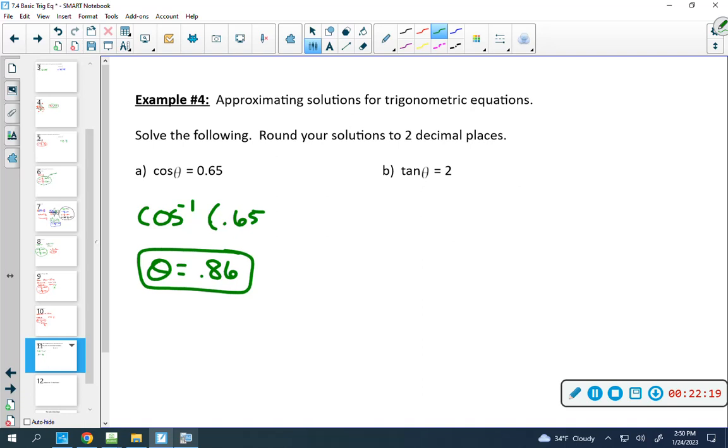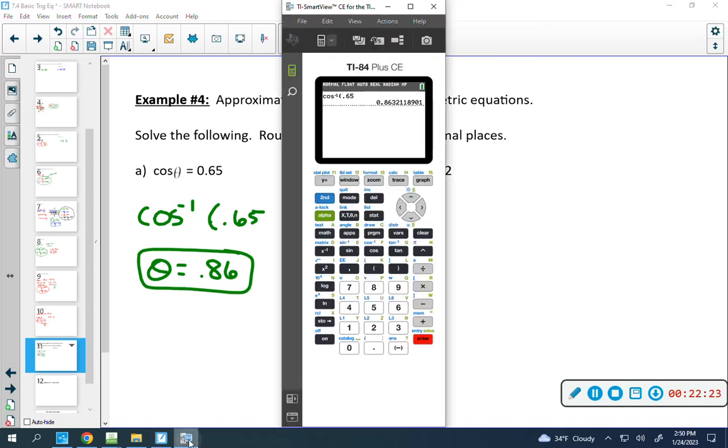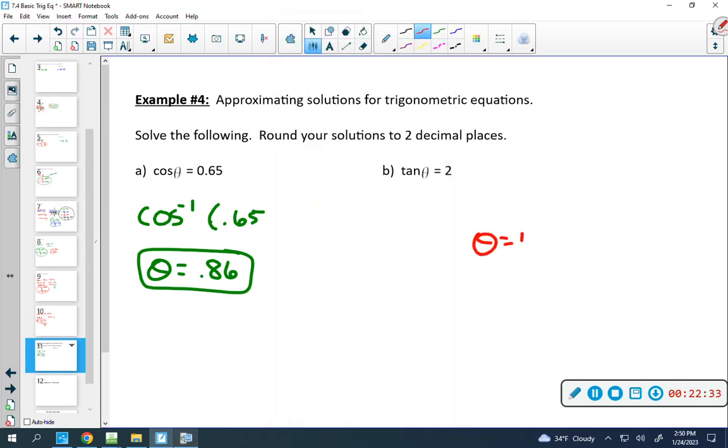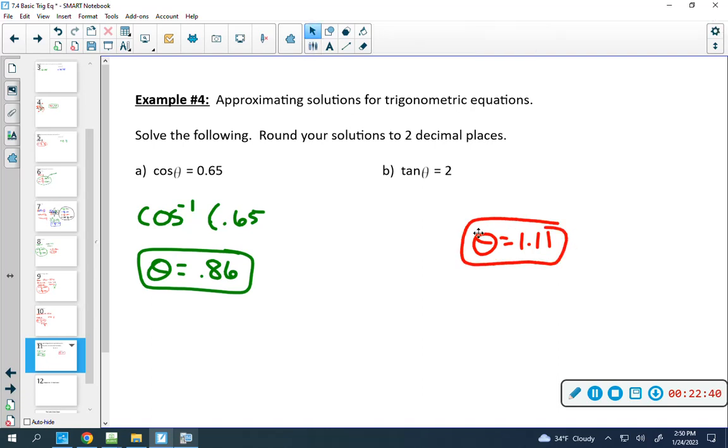And then let's do tan equals 2. So I'm going to do tan inverse. So that's about 1.11 radians. Now remember, when we talk about radians, of course, we have pi all the time. Pi is just a number, 3.14 approximately. So when we do pi over 2, it's about 1.57 if you do 3.14 over 2.